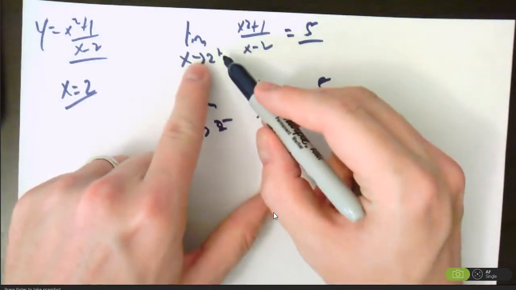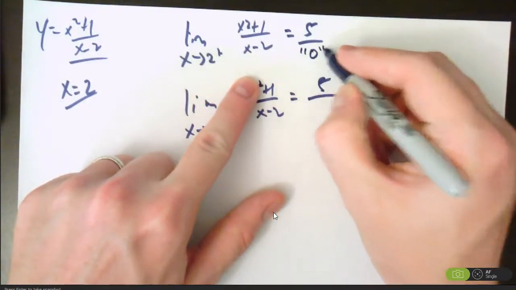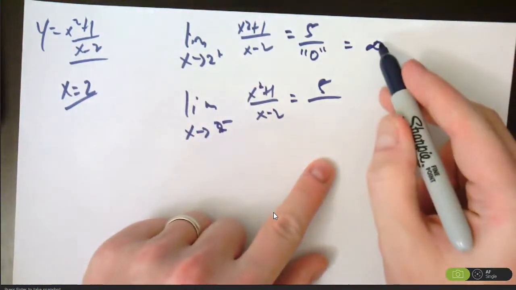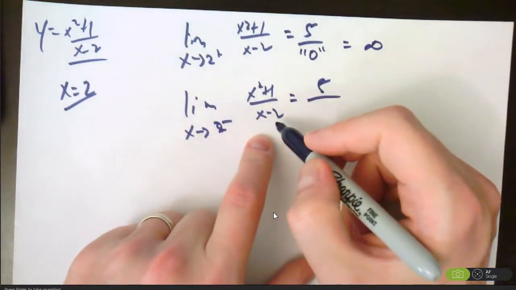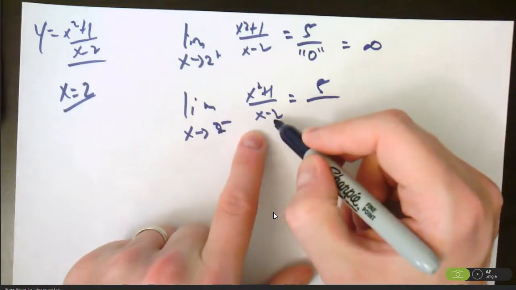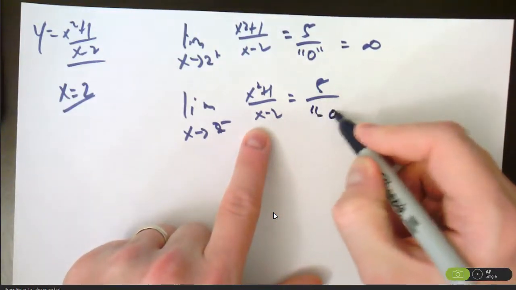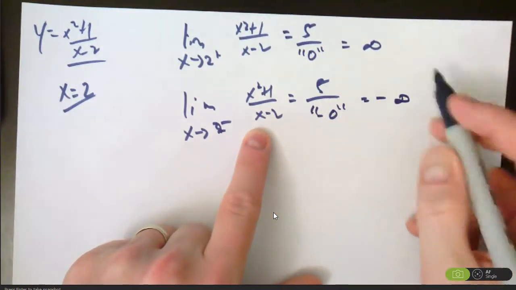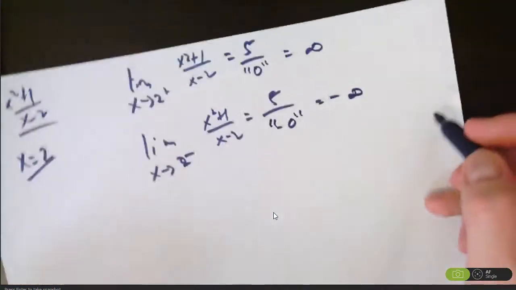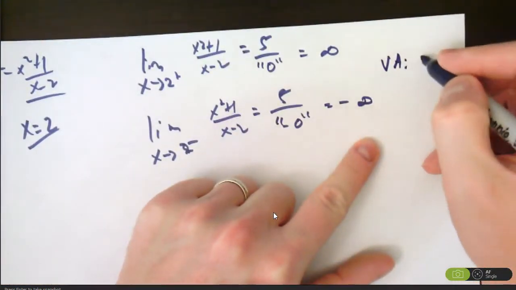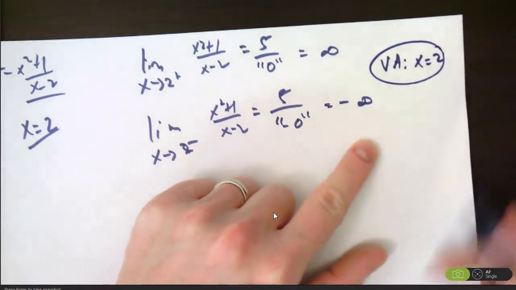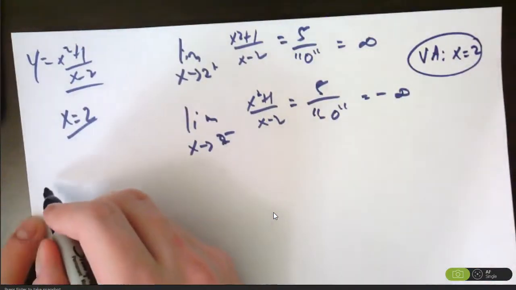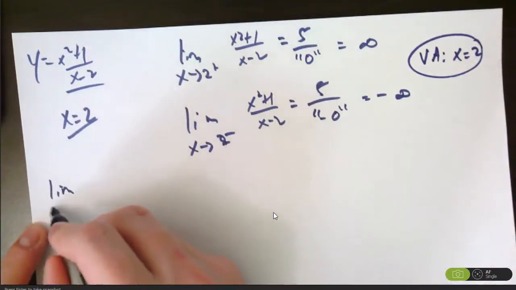But here, when I go a little bit bigger than 2, I'm going to have positive 0, which means we're going to go towards positive infinity. On this one, I'm going to have just a little bit under 2, so it'll be negative 0, quote unquote, so I'll go towards negative infinity. So yes, vertical asymptote, x equals 2. Now, if I try to do my horizontal asymptote, I'll just do it as one side.